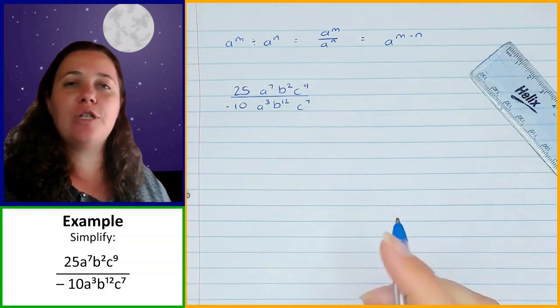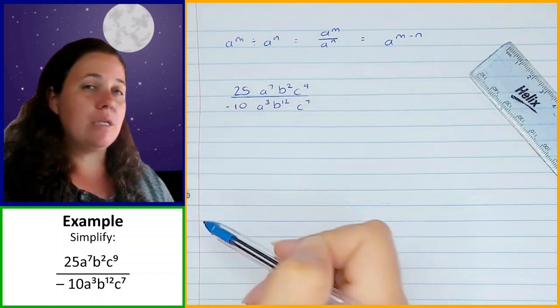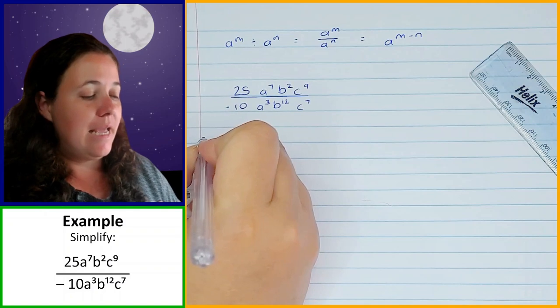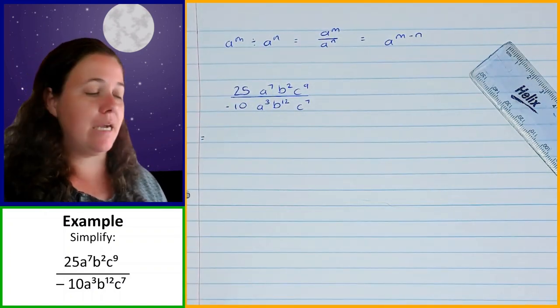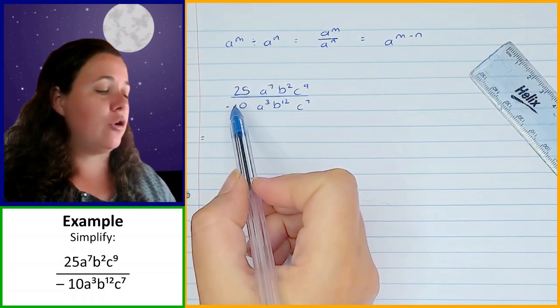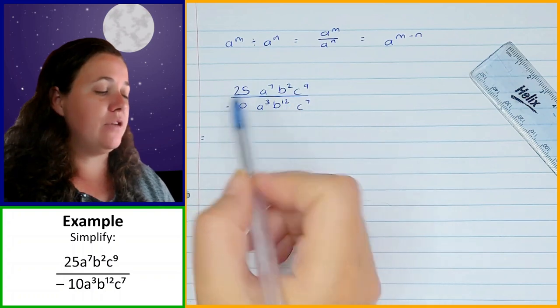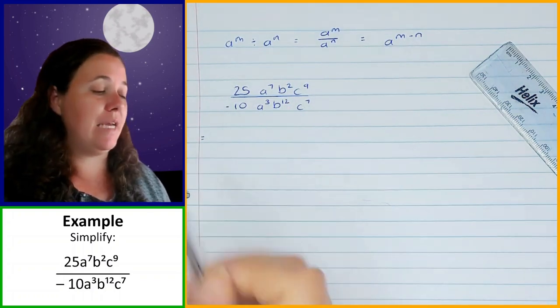Okay, so the first thing we're going to do when we are simplifying an expression like this is let's have a look at our sign. Okay, so I have got a positive divided by a negative, so I know that I'm going to end up with a negative answer.